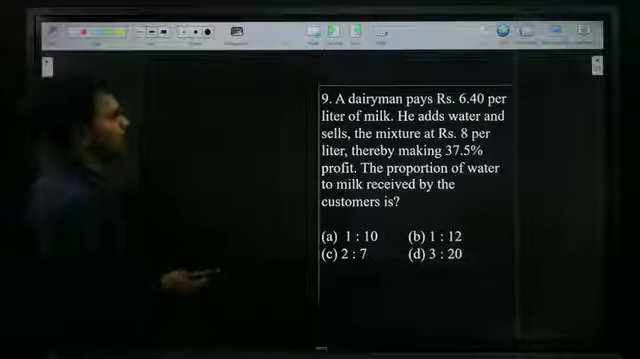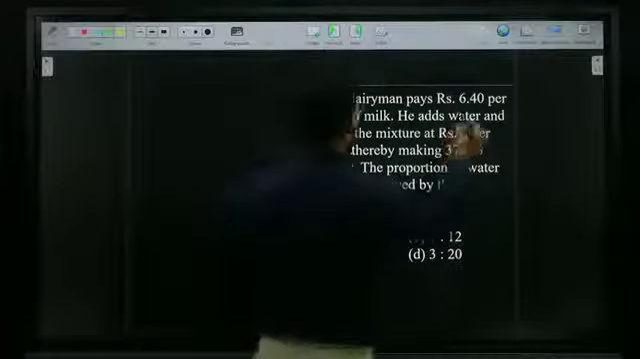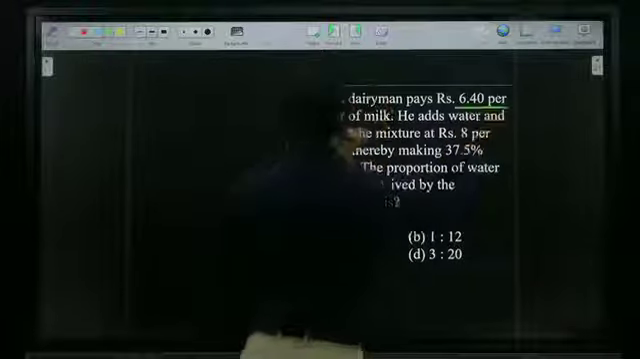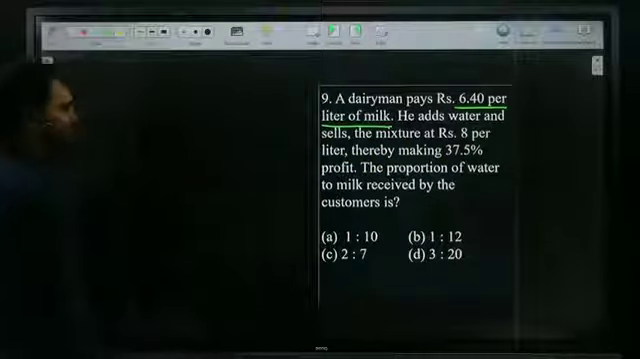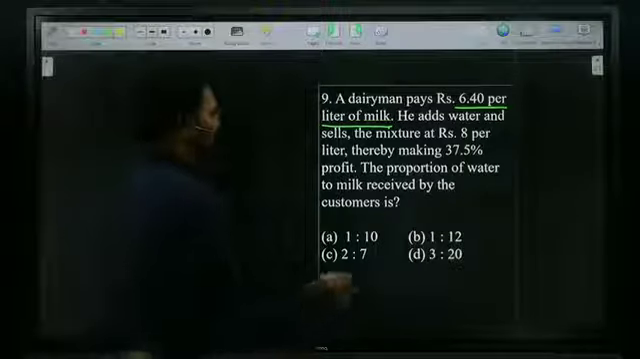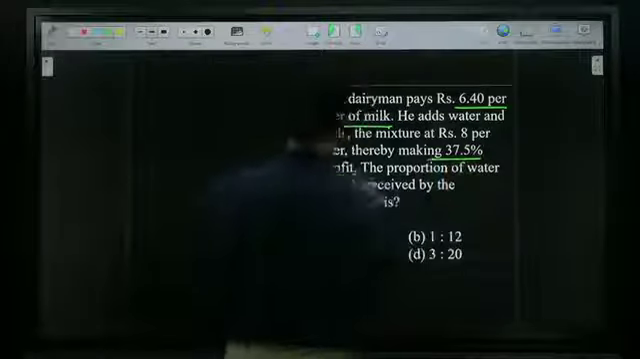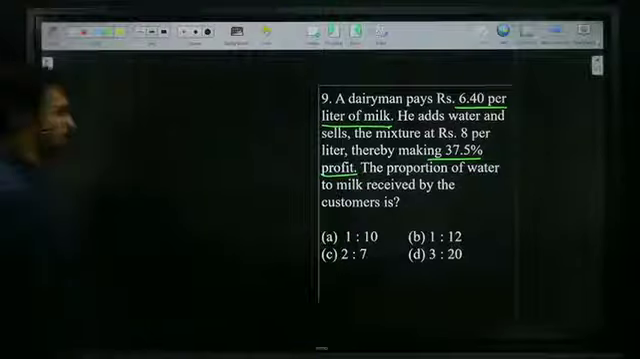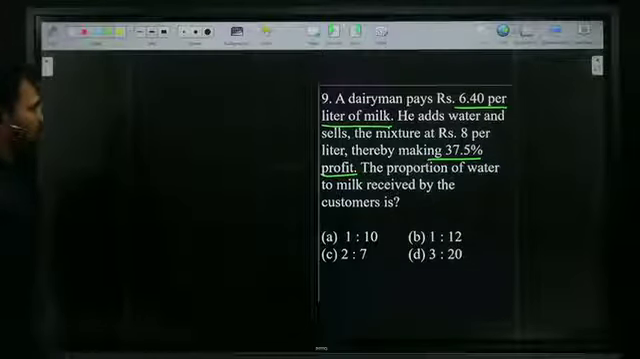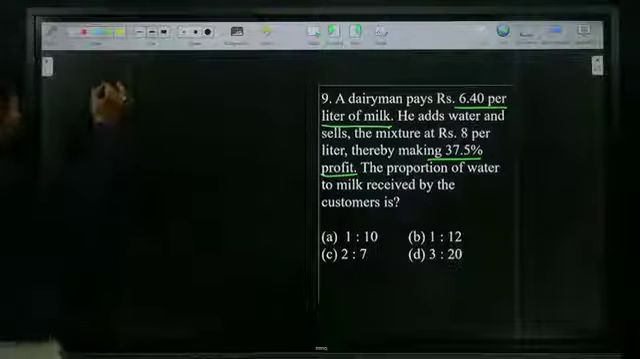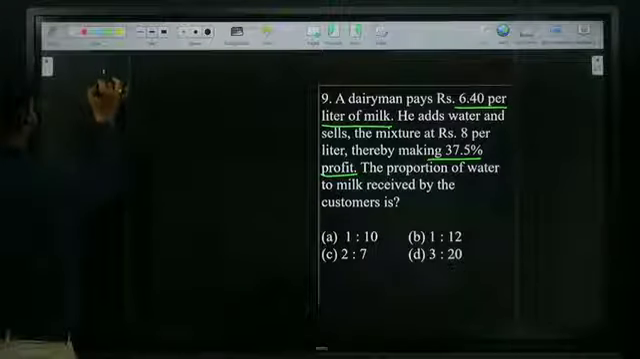A dairyman pays 6.40 rupees per liter of milk. He adds water and sells the mixture at 8 rupees, thereby making a profit of 37.5%. The proportion of water to milk received by the customer is dash. Look at me, all of you. We go through alligations or mixtures, and listen carefully here.